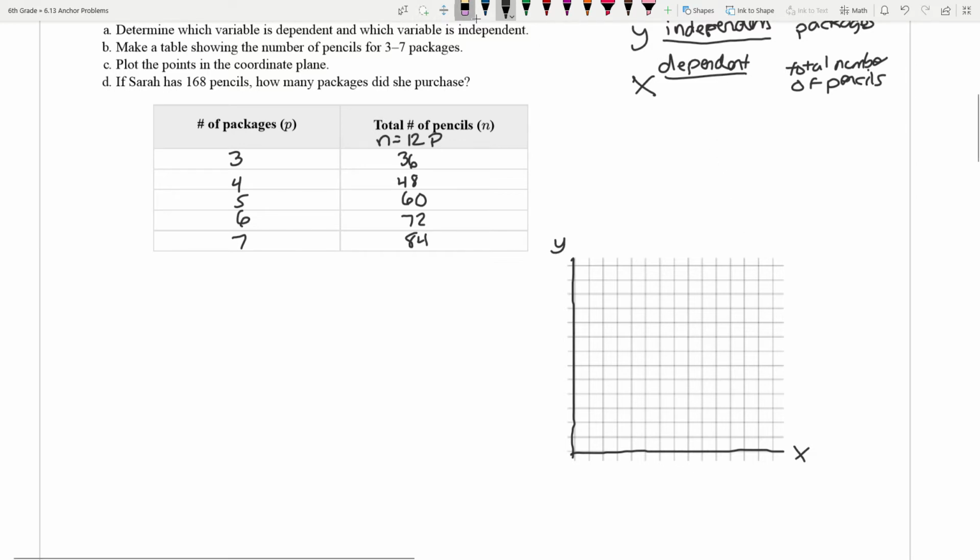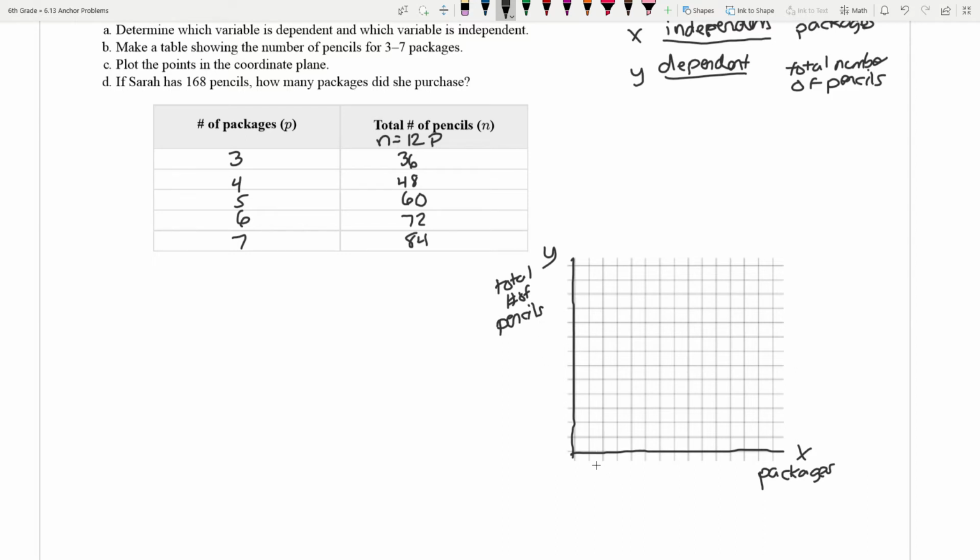Erase that, go back, ignore me. Let me get this right. Your independent's your x, your dependent's your y. So your packages are your x. Your total number of pencils is going to be on your y.